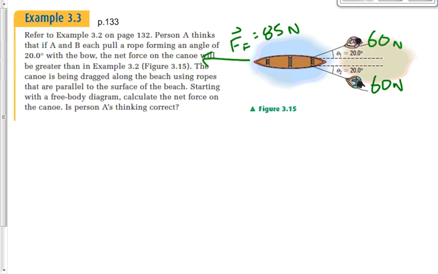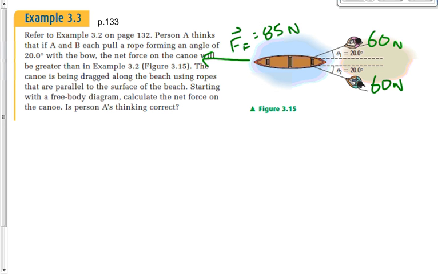I see one person shaking their head no, and one person nodding their head yes. Who says the net force is going to be bigger here? Who says it's going to be smaller? Who says it's going to be the same? Okay, we had a few people vote for smaller. Nobody else took a stand. Everybody else is a fence sitter.